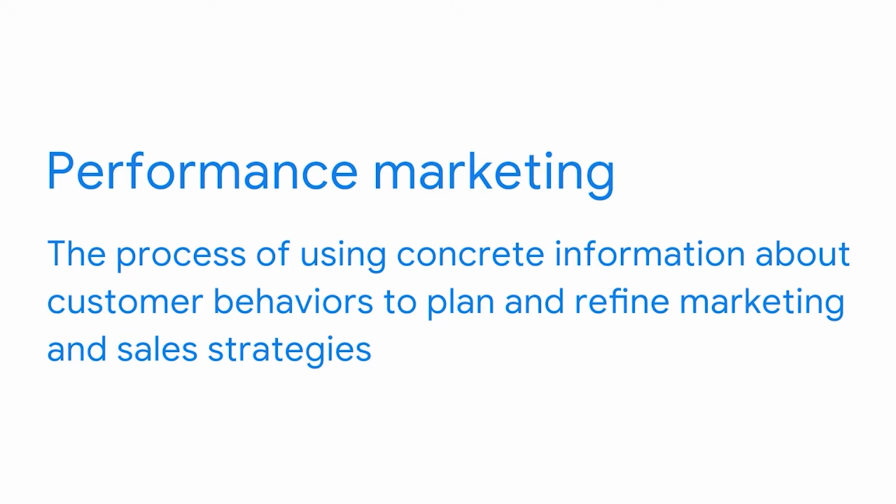That's performance marketing. It's the process of using concrete information about customer behaviors to plan and refine marketing and sales strategies. It focuses on measurable results like clicks and conversions. Performance marketers set specific goals and use metrics to find out if they've reached them. You're already familiar with some performance metrics, like the number of impressions or cost per click on paid ads.